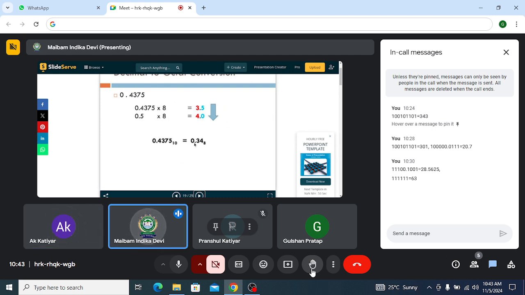So 0 point 3 4. By convention you put a point because it is the fractional part, and then you write the numbers just before the decimal point, 3 and 4, from top to bottom. Okay, yes or no? Yes, ma'am.